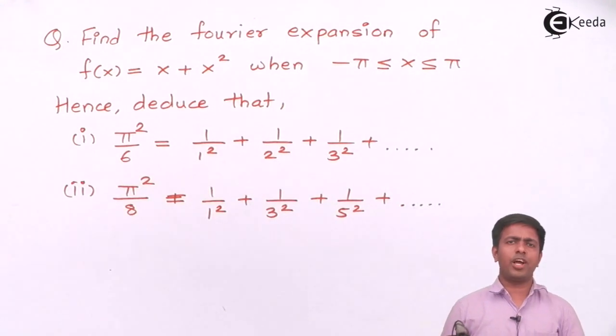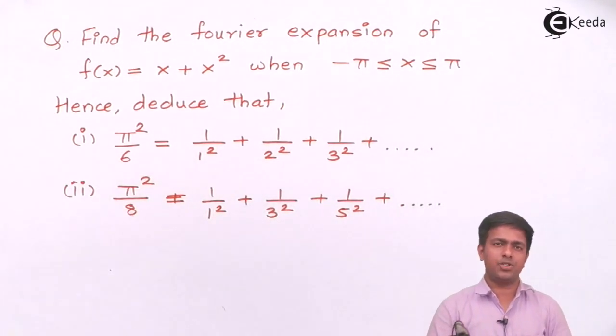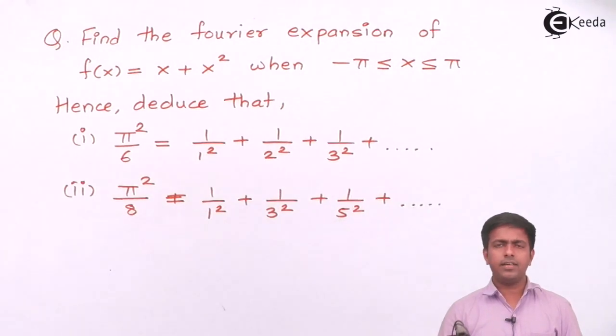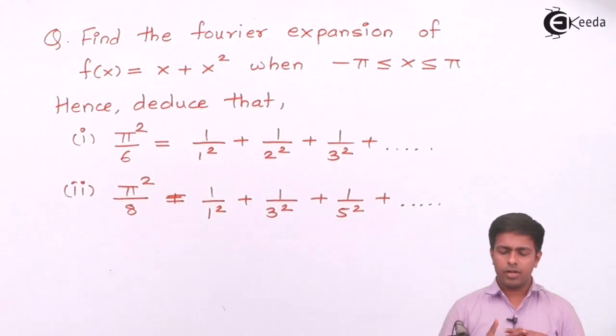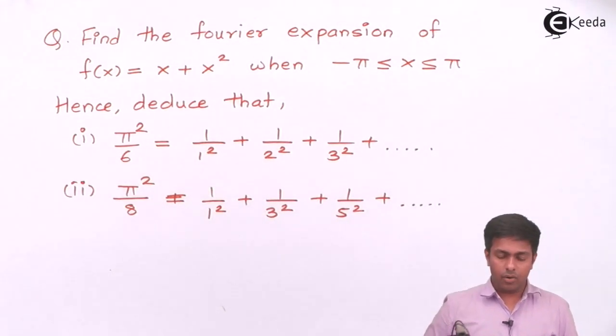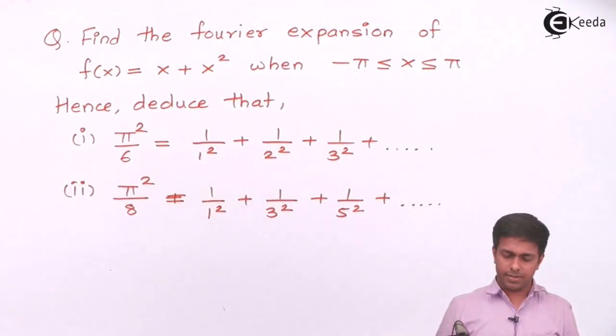Students, so now we are going to solve a numerical based on Fourier function. So here we have a question: expand or find the Fourier expansion of x plus x square in negative pi to pi, and then we have to deduce two results. Now guys, the thing is how to solve this.